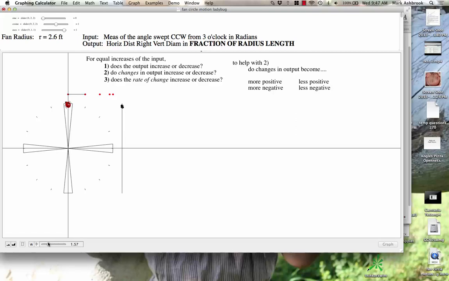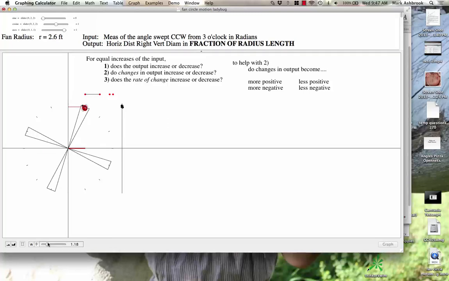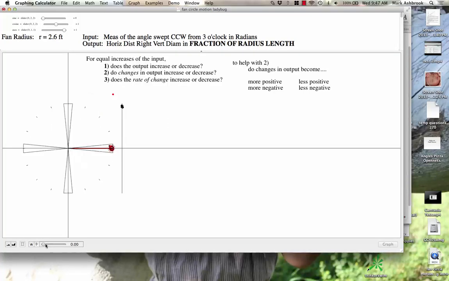Again, I'm showing you those changes. So the horizontal distance decreases. Are the changes increasing or decreasing? Talk to the person next to you. Are the changes increasing or decreasing? Watch them up top. There's the first change. There's the next change. There's the next change. There's the last change. Do the changes in horizontal distance increase or decrease?